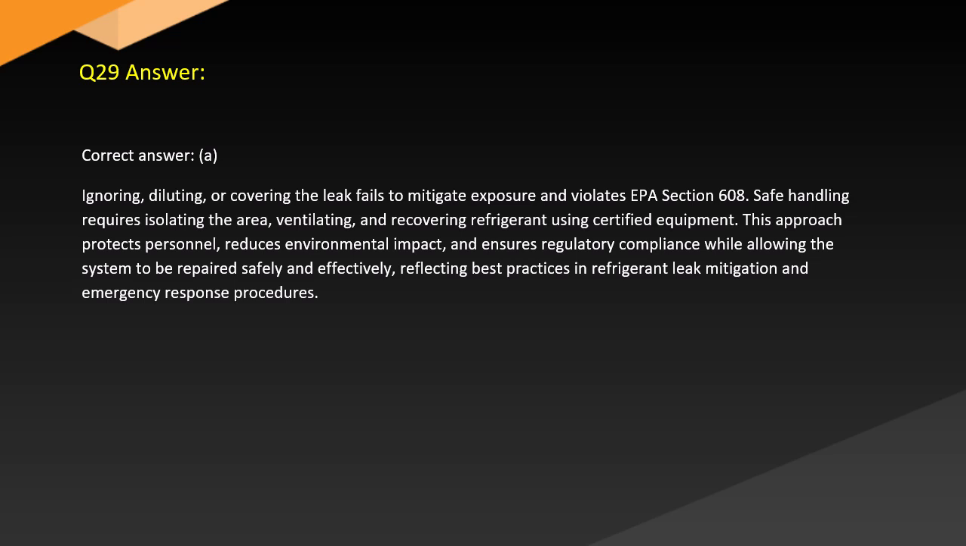Answer. Correct answer: A. Ignoring, diluting, or covering the leak fails to mitigate exposure and violates EPA Section 608. Safe handling requires isolating the area, ventilating, and recovering refrigerant using certified equipment. This approach protects personnel, reduces environmental impact, and ensures regulatory compliance while allowing the system to be repaired safely and effectively, reflecting best practices in refrigerant leak mitigation and emergency response procedures.